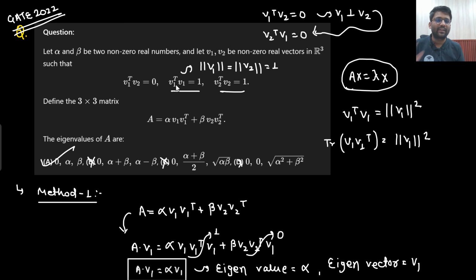V1 and V2 I took very complex, 1 by under root 2, minus 3 by under root 2, something like that. I took a very complex matrix. And then I solved it, I got this answer. I clicked on 0 alpha beta. I took 10 minutes. It was fine. I did it all. Then I attempted other questions. I attempted my full question paper.